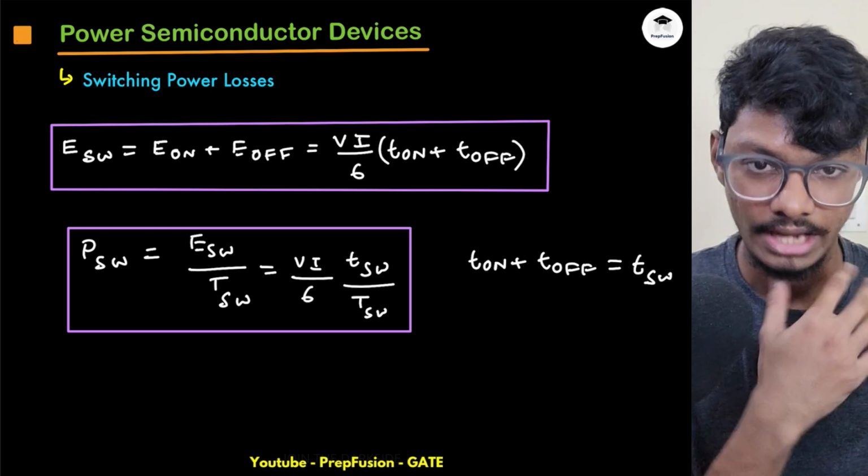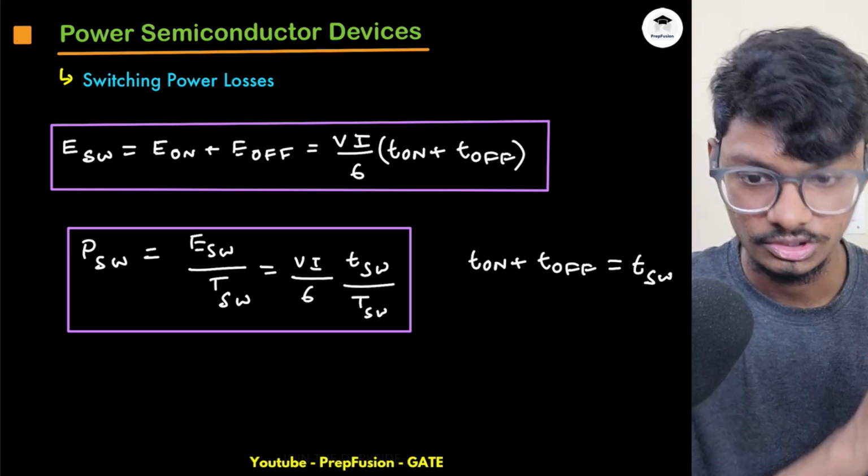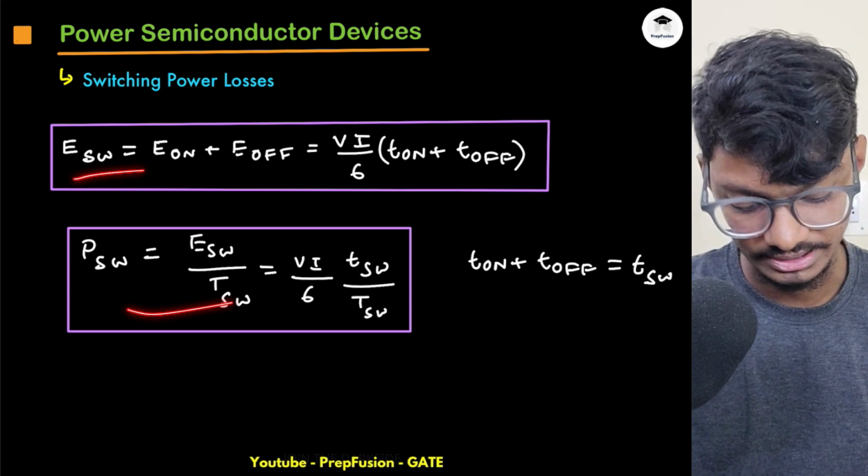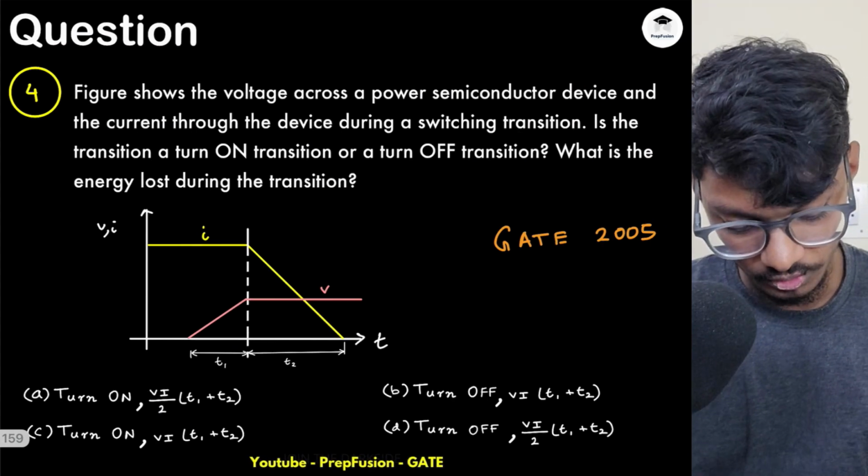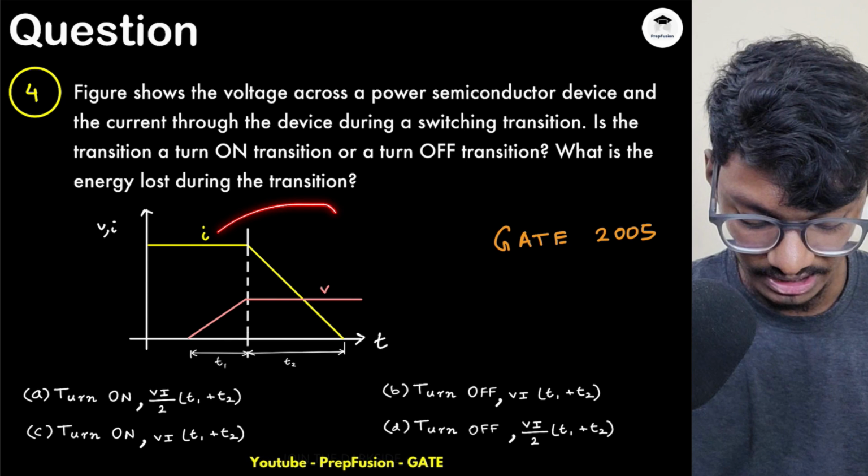This is the power loss, the average power loss across the switch for a whole switching transition. So these formulas you can easily understand, I hope. And let's do one question. Like in GATE 2015, they have given one question with the same figure here.